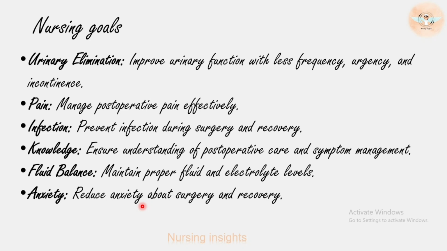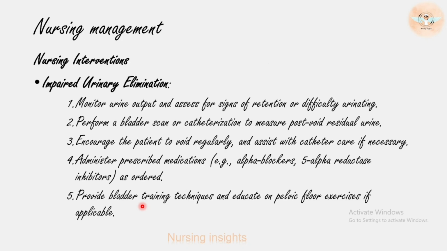Once our goals are created, what is the next step? We have to set our interventions, the plan of our care. For impaired urinary elimination, what we can do is monitor the urine output and assess for any signs of retention or difficulty in urinating. We can perform a bladder scan or catheterization to measure the post-void residual urine, encourage the patient to void regularly, and assist with catheter care if necessary.